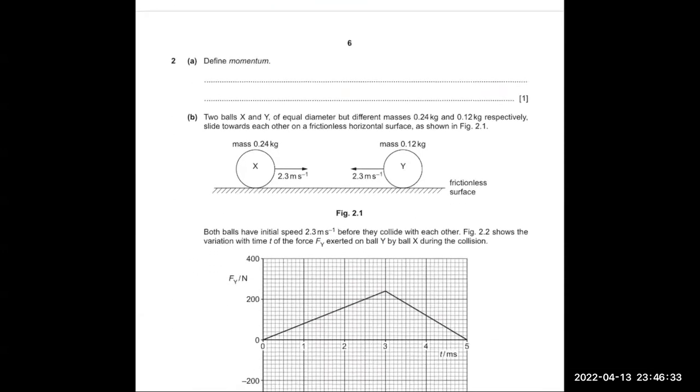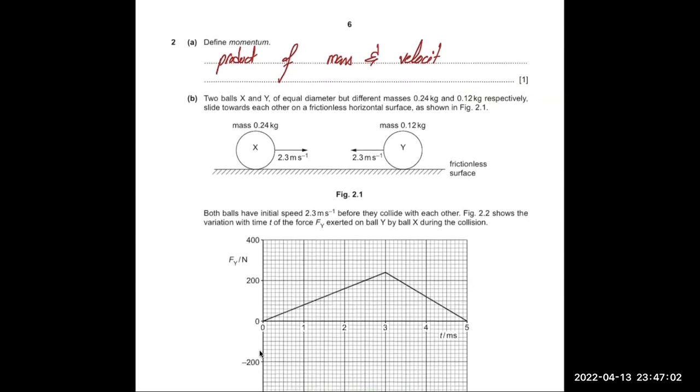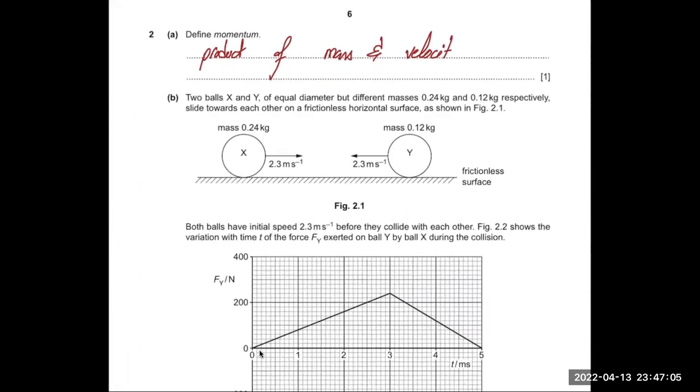Let's move on to question 2. Define momentum. Momentum is the product of mass and velocity. M times V. It's a one mark question, product of mass and velocity. I've said this once, I'll say this again, always write down the definition in words as opposed to using the formula. It's always better to do it that way. So product of mass and velocity.